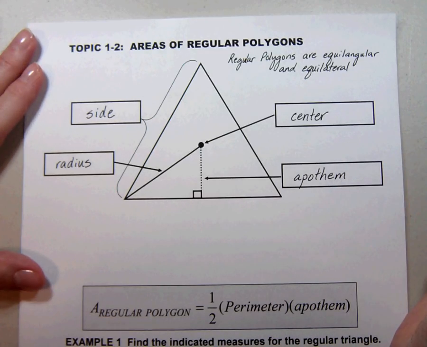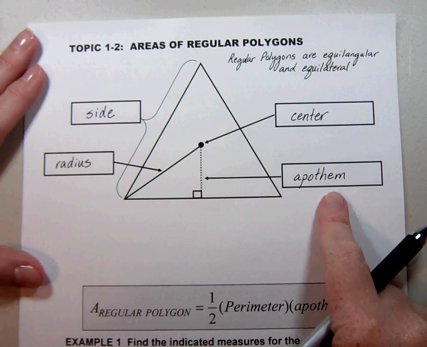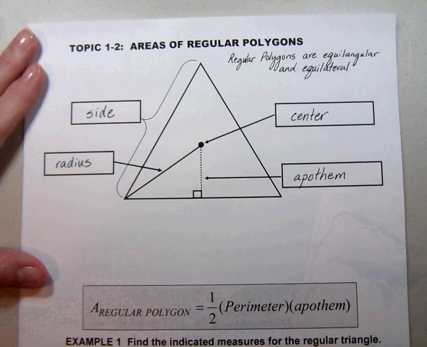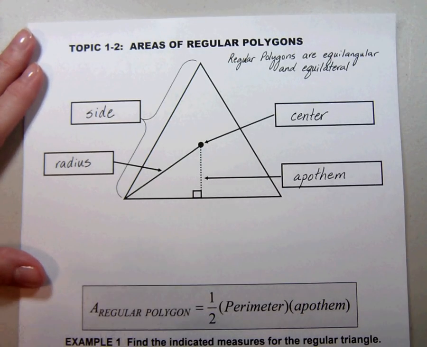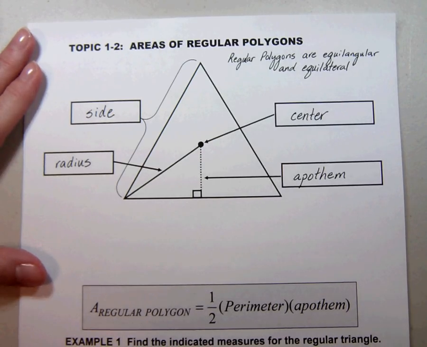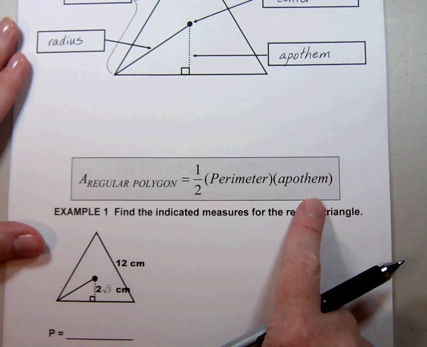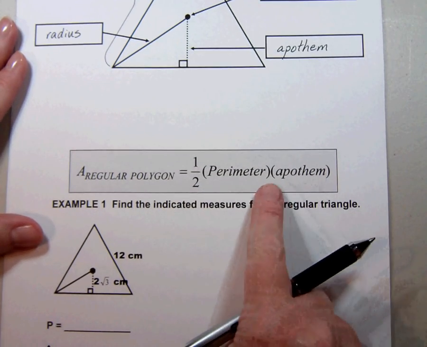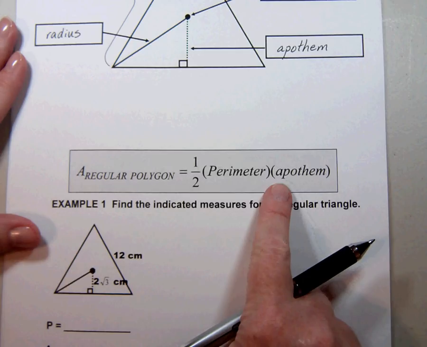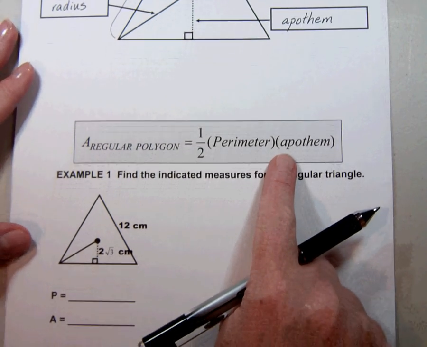A-P-O-T-H-E-M. Pronounced apothem, and that's an important one because you're going to use that when you do the area formula. You're going to have to figure out the apothem each time and the perimeter. If you'll look at the formula here in the shaded part, it says 1/2 the perimeter times the apothem. That's what you're going to have to do to figure out the area of a regular polygon.